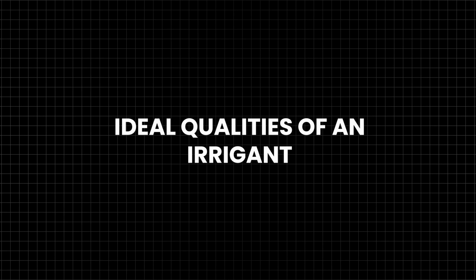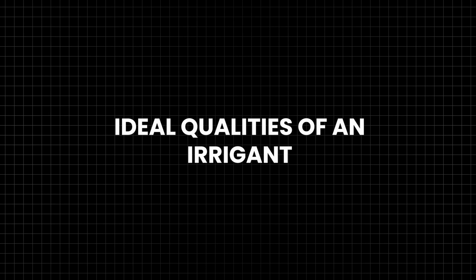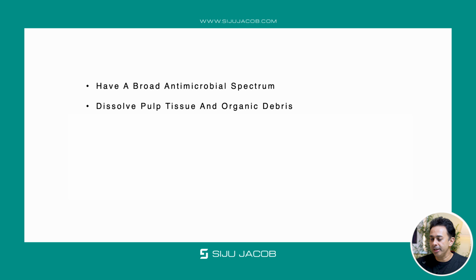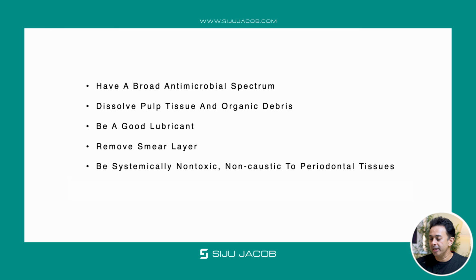So what are the ideal qualities that an irrigant should have? Well, first of all, it should have a very broad antimicrobial spectrum. It should dissolve pulp tissue and organic debris. It should be a very good lubricant. It should remove smear layer. It should be systemically non-toxic, non-caustic to periodontal tissue. So these are all ideal qualities. Unfortunately, there isn't a single irrigant which can fulfill all these properties in one. Till then, we have to use multiple irrigants in endodontics.